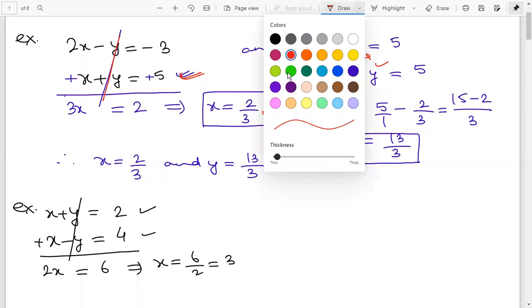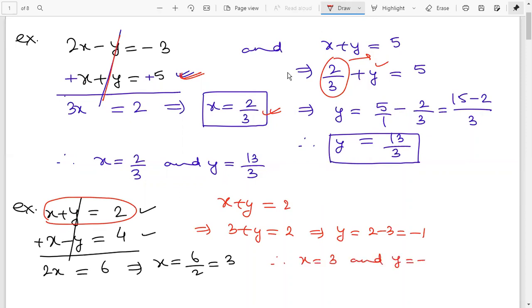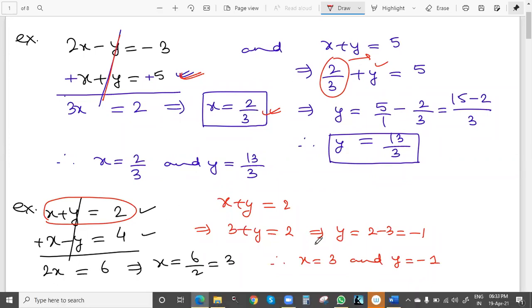For finding the value of y, I'm taking the first equation because it has a plus sign, so it seems easier. x plus y equals 2, we put x value 3, so 3 plus y equals 2, and y will be 2 minus 3, which is equal to -1. Hence we can say x equals 3 and y equals -1. Okay, good. So we got the answer. Correct, everyone. So 3 and -1 are the values.